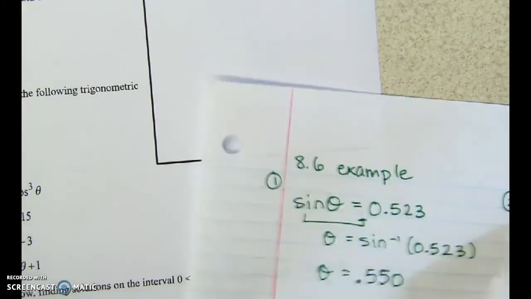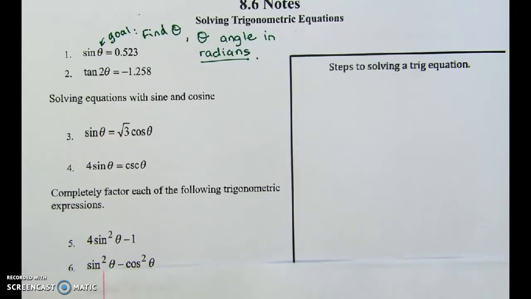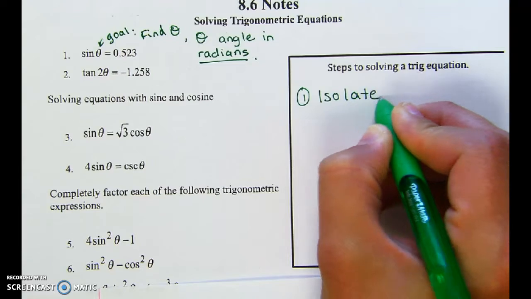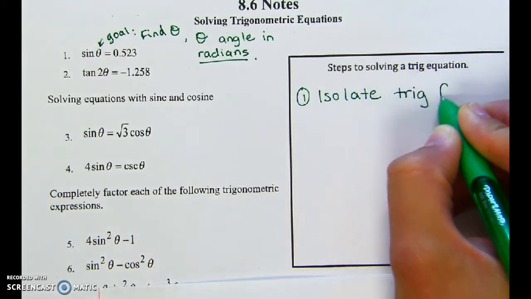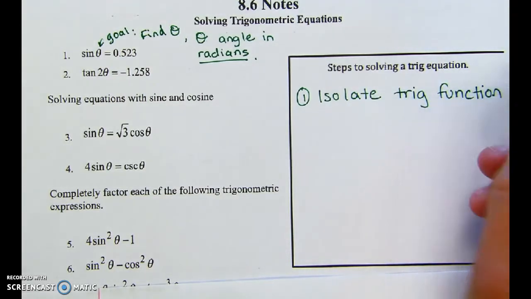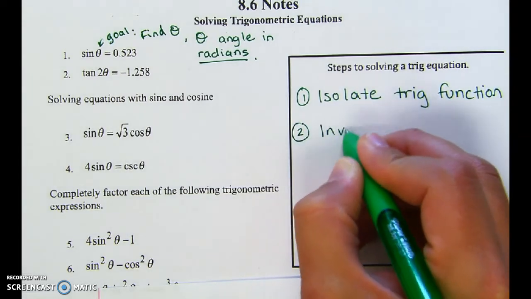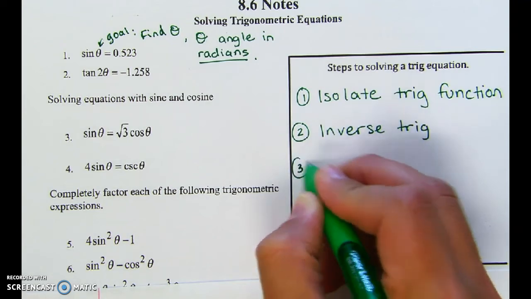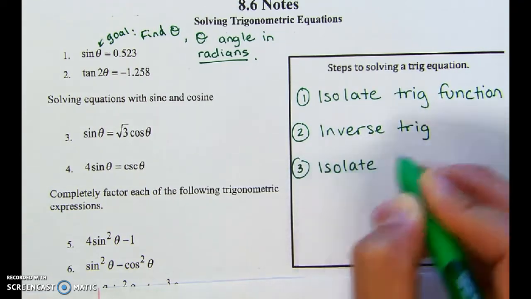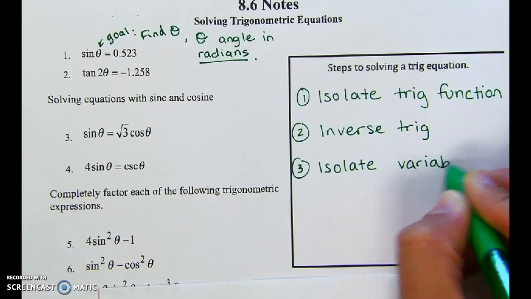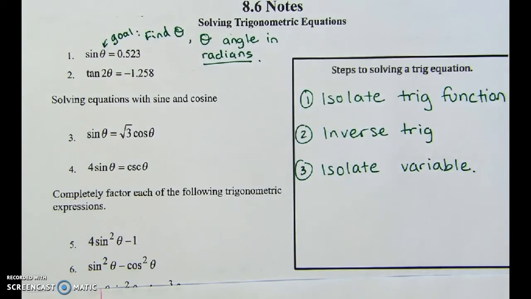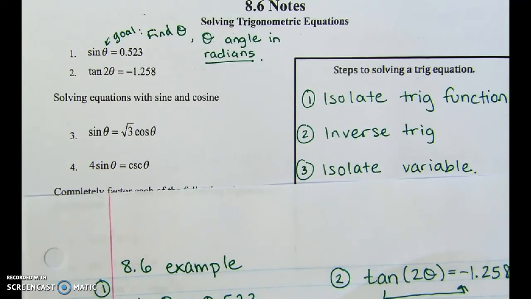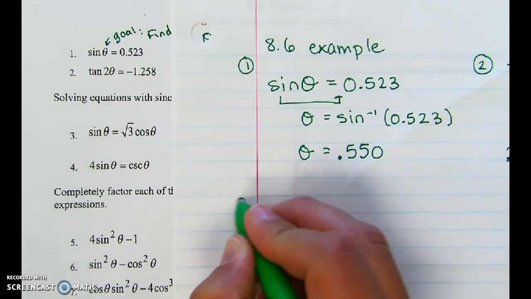All right, steps to solving trig equations. So step number 1. Isolate trig function. So get the trig function all by itself, just one trig function. And then do inverse trig. And we may need to add to this instruction box. And then isolate variable. That's kind of the steps. All right, no more calculator. Number 3 and 4 are solving equations with sine and cosine. So I'm going to write down number 3 on my lined paper.